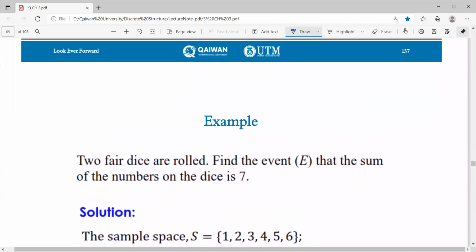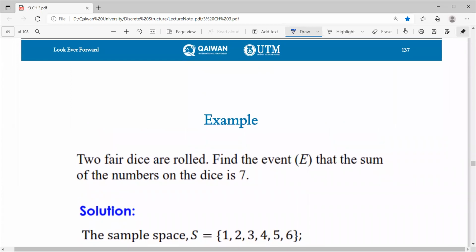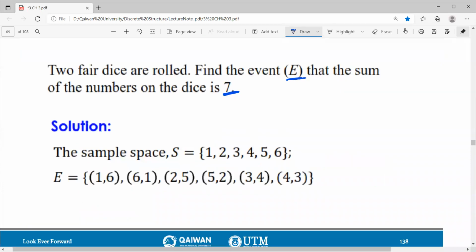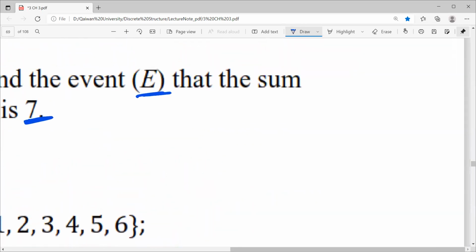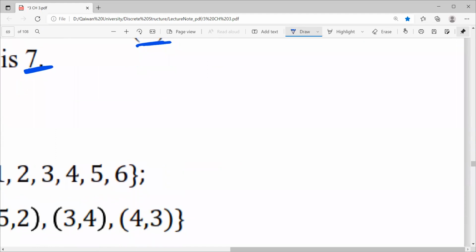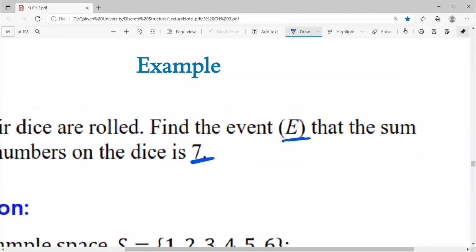Now we have another example. It says 2 fair dice are rolled. We have 2 dice. Each die contains from 1 to 6. Okay? Both are rolled together. Find the event E that the sum of the numbers on the dice is 7. Let's first write down the sample space. We should first write down the sample space, then we can find the event E.